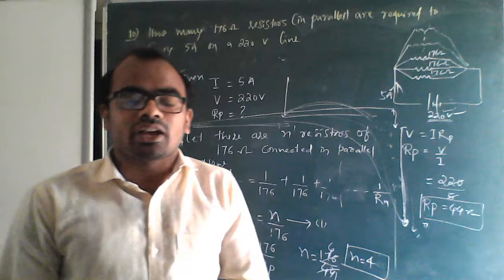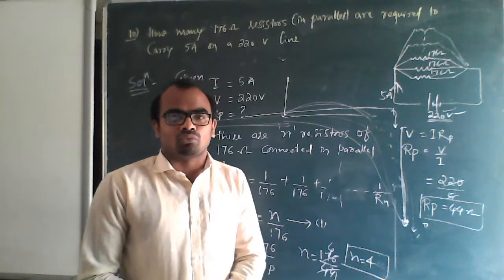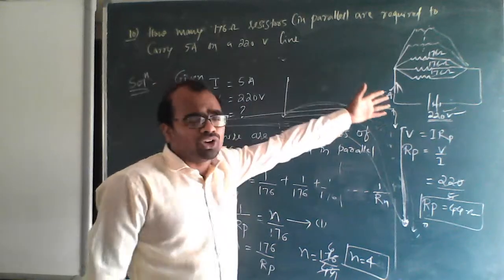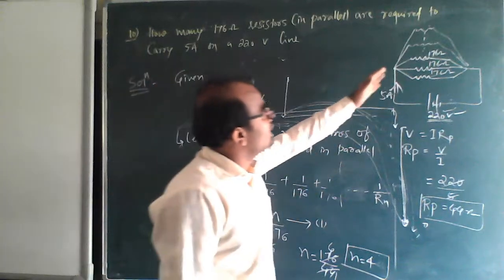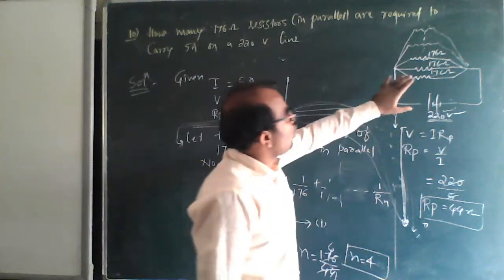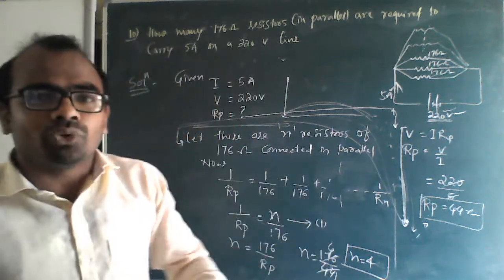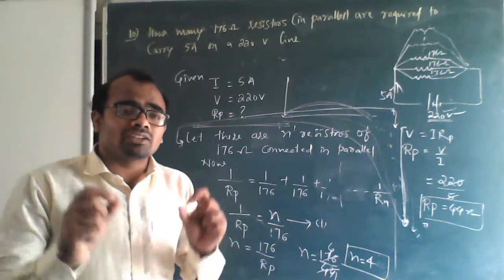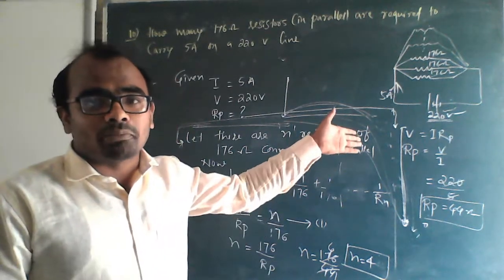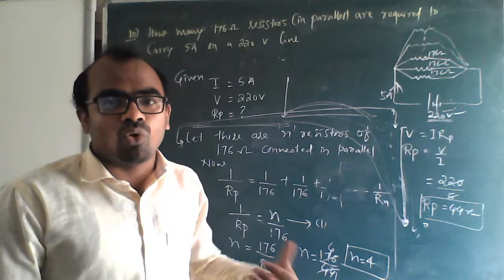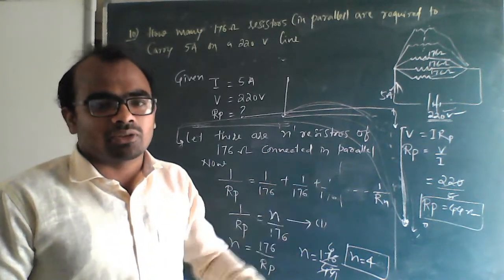So this is regarding this problem. V is equal to IR is the formula. So we need to find out. No need to draw the diagram, but if you want it for understanding purposes, you can draw it. We don't know how many 176 ohm resistors are connected in parallel. That is only what we need to find out. So let there be n resistors connected in parallel. We already know Rp is 44 ohm by Ohm's law. So 1 by Rp is equal to 1 by 176, 1 by 176, 1 by 176.